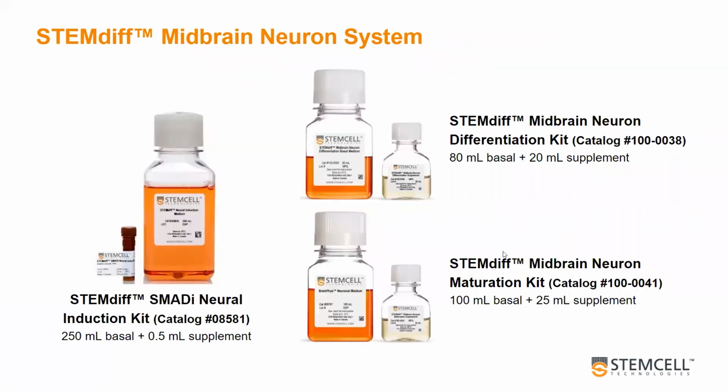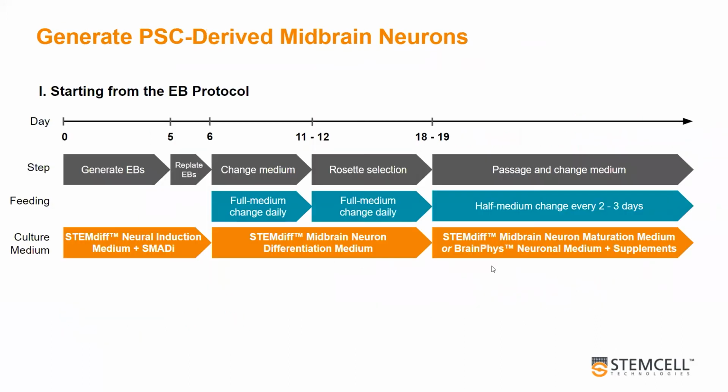Here is the STEMdiff midbrain neuron system. It has a quite similar format to the forebrain neuron system. 3 kits, 1 basal medium and 1 supplement each. Just like the forebrain neuron system, you can also start from EB protocol or monolayer protocol for our midbrain neuron system. The protocol is slightly different from the forebrain kits, but it's also very straightforward and easy to work with.